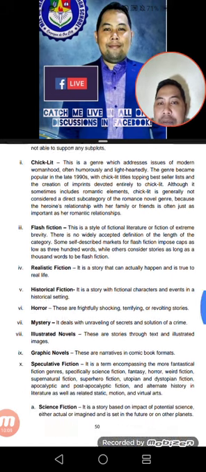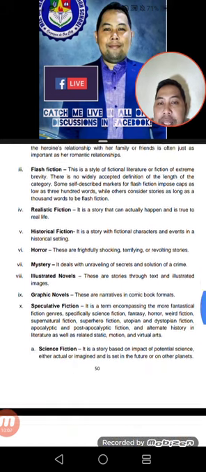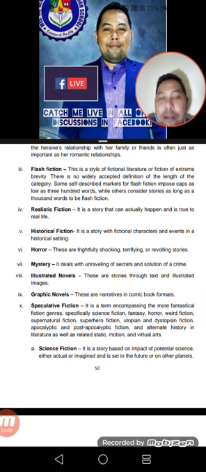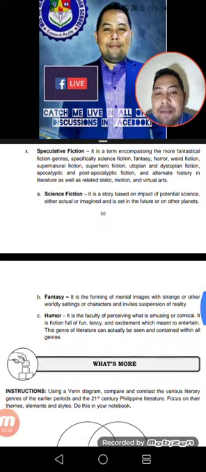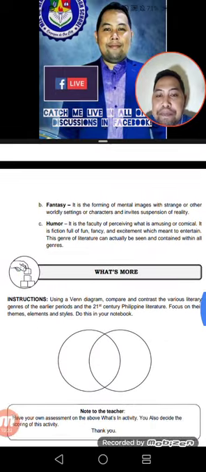Also, we have flash fiction, realistic fiction, historical fiction, horror, which is very relevant in our literature. You know, all parts of the Philippines have their horror stories, every part of the Philippines. Then the mystery, illustrated novels, graphic novels, speculative fiction, science fiction, fantasy, and humor.